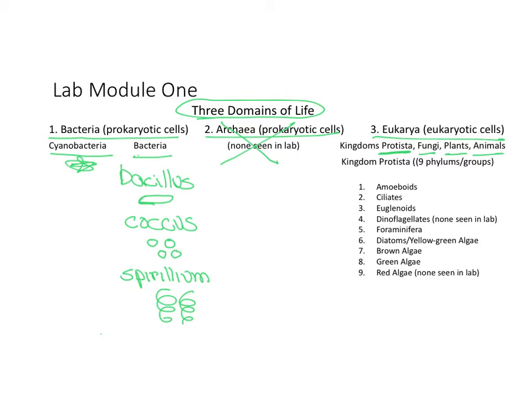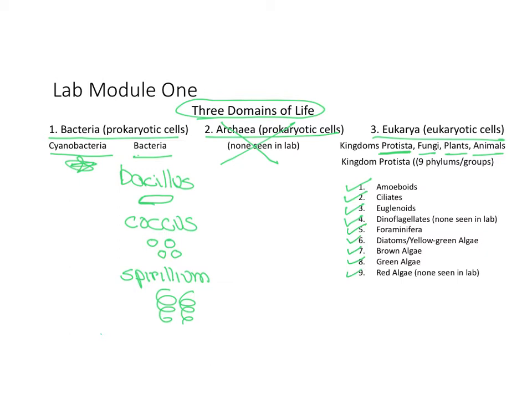And so again, what I've done is use some groupings that are a little bit old school, but that's how I want you to worry about them. These 9 phyla or groups are the amoeboids, the ciliates, the euglenoids, dinoflagellates, foraminifera, diatoms, which we will group with the yellow-green algae, brown algae, green algae, and red algae.